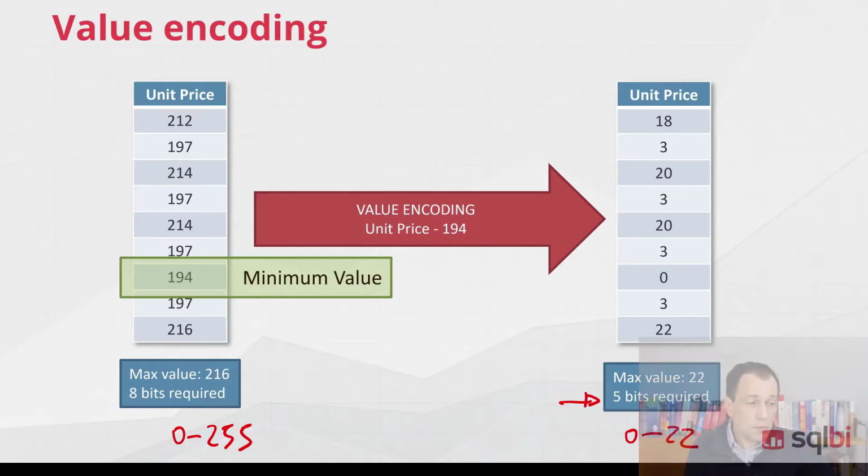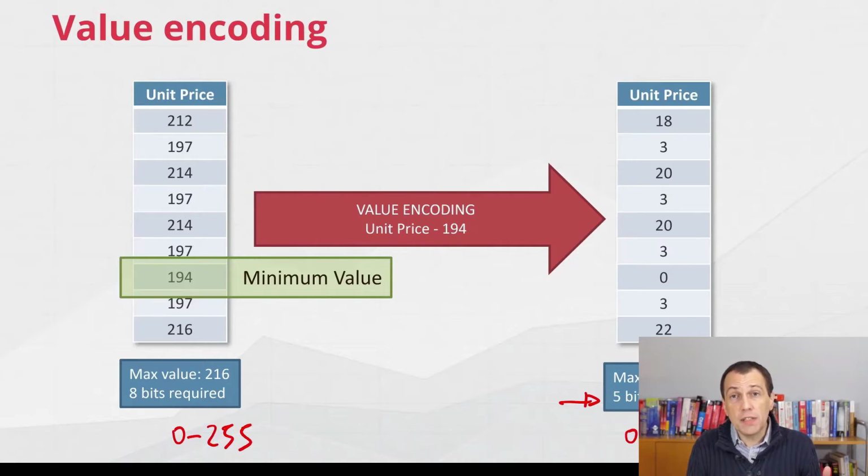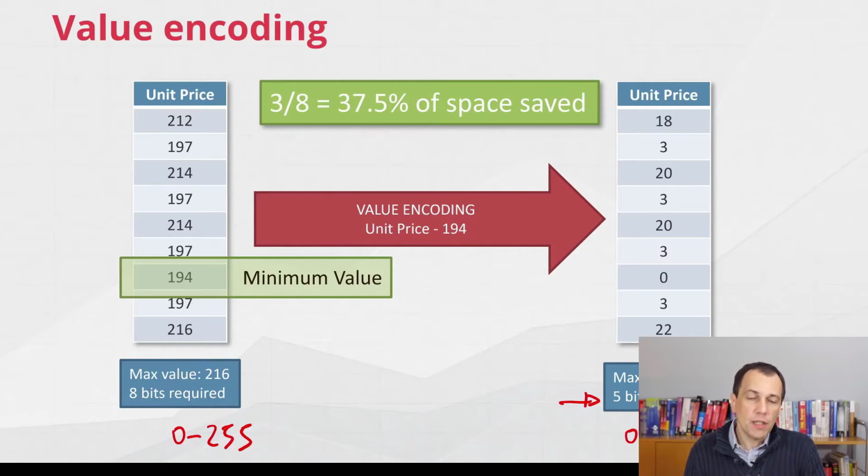4 bytes are 32 bits. In 32 bits, we can store several rows, right? Because we have at least 6 rows in 32 bits, instead of just 1, which was the original number we had. So this compression, this is one of the techniques of compression that we have in VertiPaq, is called value encoding. And in this example, the value encoding is saving 37.5% of the space.